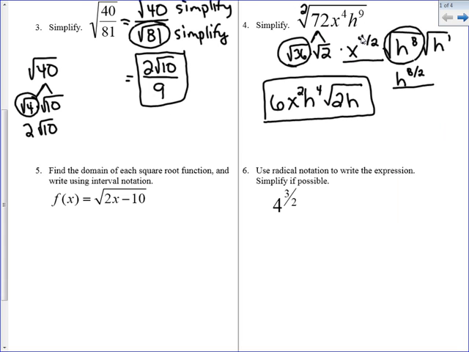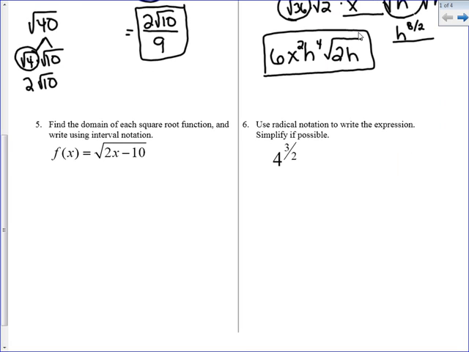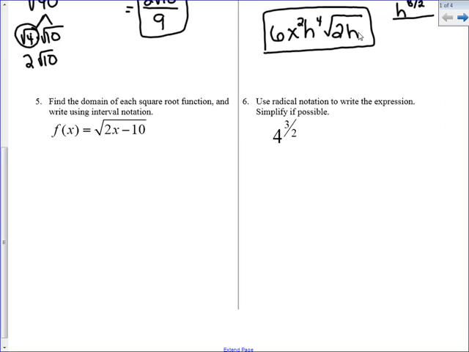All right, number 5, find the domain of the square root function, write using interval notation. What am I focused on for my domain? What about it? Yes, the radicand, we can only take the square root of 0 or positive numbers. If I have negative numbers, I get an imaginary, which I don't want in my domain. Domains are made up of real numbers.